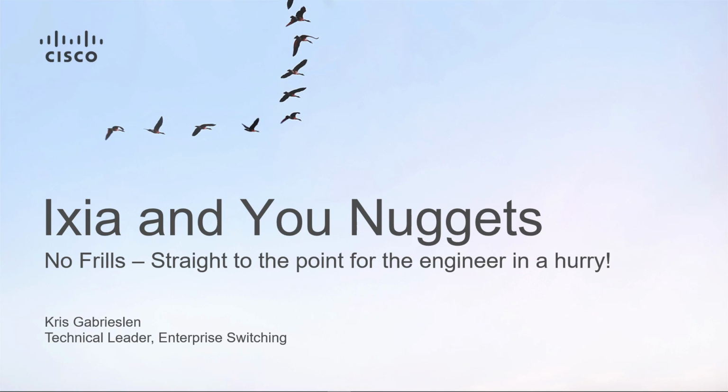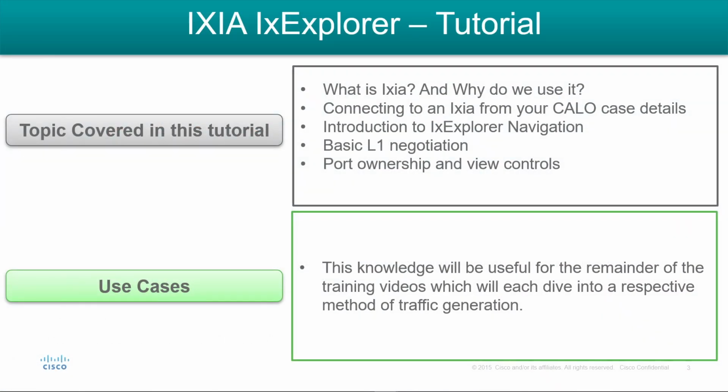For this particular video, we're going to be focusing on an introduction to what's going on. This is also going to be very beneficial if you're maybe a new hire who's joined Cisco and we're introducing you to the concept of traffic generators. When we look at our agenda, we're going to start off by talking about what's an IXIA and why do we use them? What benefits does it provide us to use a traffic generator? Once we understand the use case, we'll go into connecting to one from our Kalo case details. How do we translate what's in a Kalo case to action items for us?